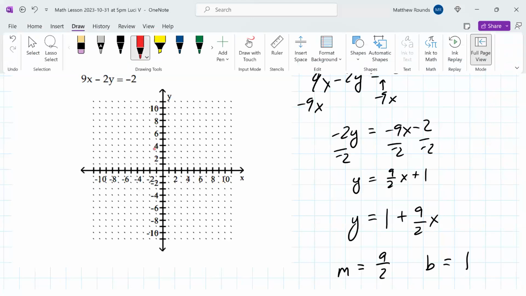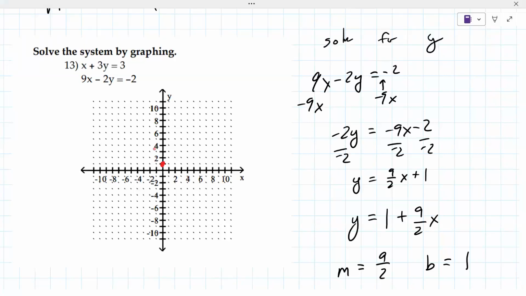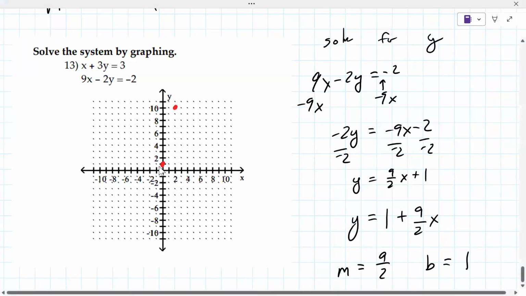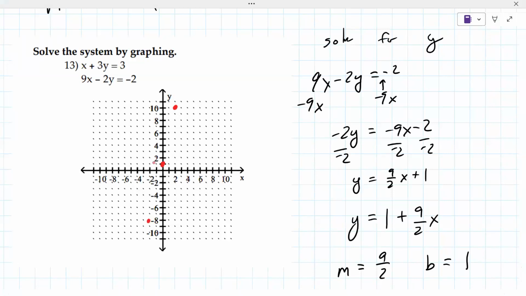So let's start at the 1 here and then up 9, right 2, up 10. And then we really need to go the other direction. To get the other point, it's kind of like undoing this. It's left 2 and then down 8. And you really want to get a nice straight line in there. You can.